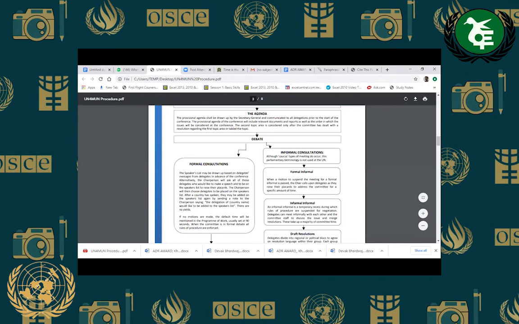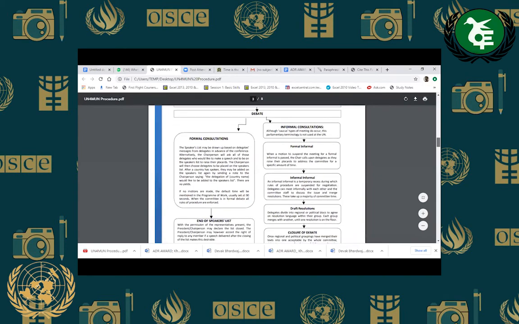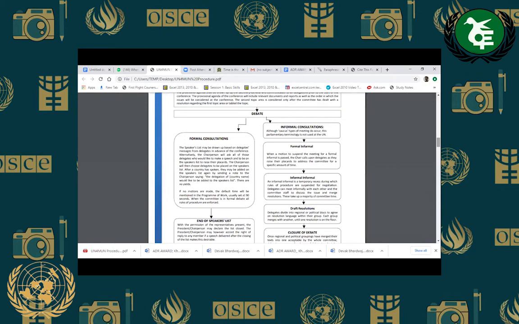Now coming to the informal part of debate. In case you want to take a break from the formal consultations where you only decide the agenda, there are informal consultations which you can utilize. The first one, as you can see, is a formal informal. A formal informal is essentially when you want to suspend the formal consultations to discuss a specific issue.